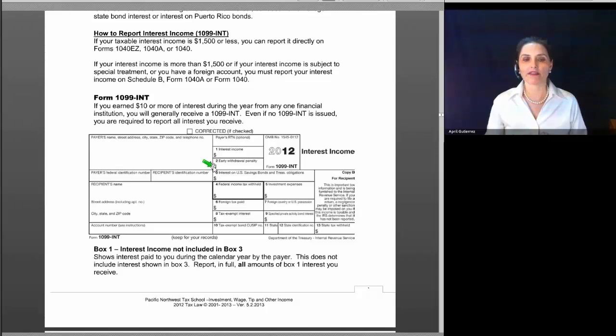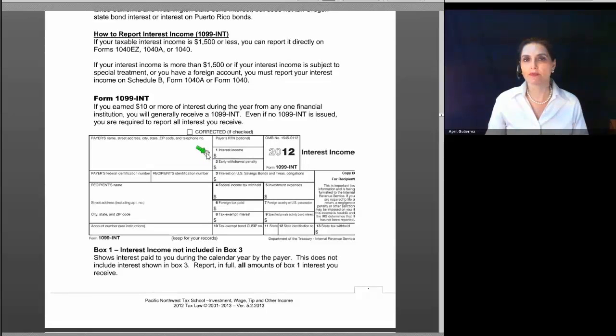And the amount of penalty that you see in Box 2 is deductible as an adjustment to income on the front page of the 1040. But you shouldn't ever subtract Box 2 from Box 1. You report Box 1 interest income in full, and if you have a penalty, you claim a deduction for it. Box 3 is used to report interest on U.S. savings bonds. Box 4 is used to show federal tax withholding.